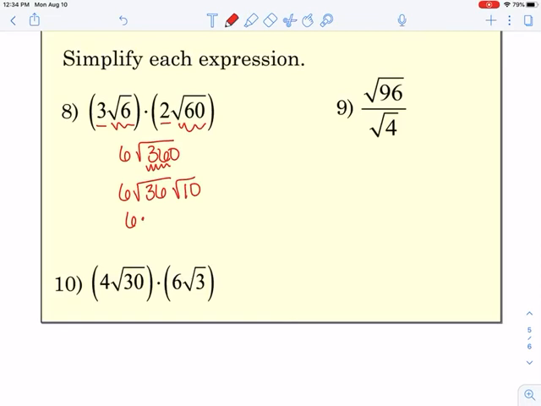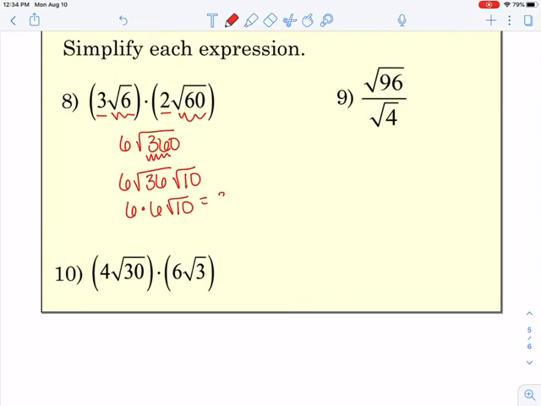The square root of 36 is 6. Tack on that radical 10. And 6 times 6 will be 36. And tack on the radical 10. Again, please do not take the square root of that 36. It is not underneath a radical house. It is just the number 36.